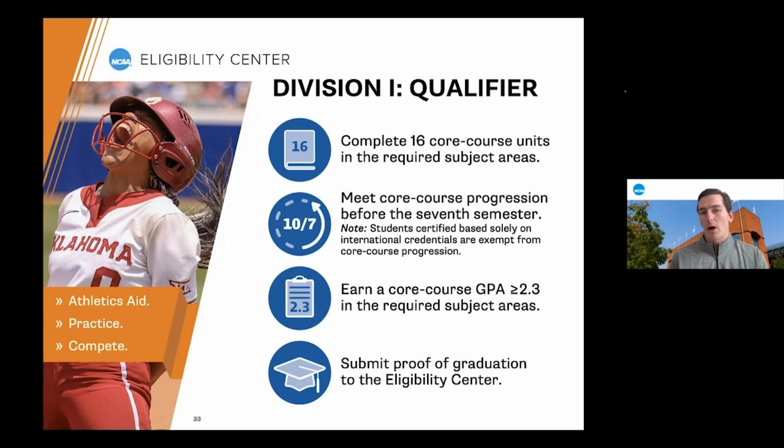For a Division I qualifier, they're going to need to complete 16 core courses, but before they get there, they're going to need to have what we call the 10-7-7 rule. They're going to need to complete 10 core courses by their 7th semester, 7 being in English, math, or science. They're going to need to earn a GPA of a 2.3 in the required subject areas, and they're going to submit a proof of graduation to the Eligibility Center. Once they've done this, they'll be able to compete, practice, and receive that athletic aid.